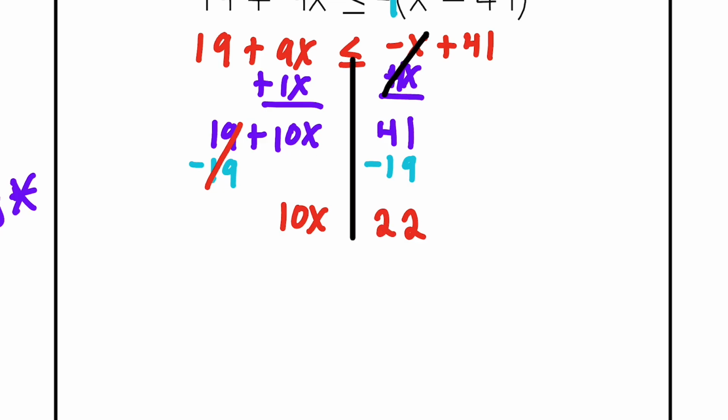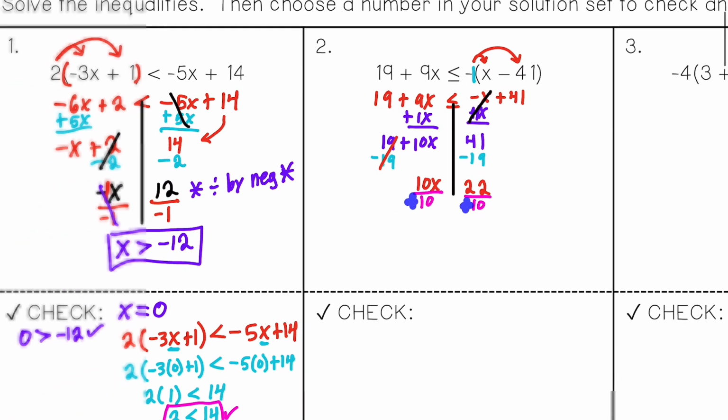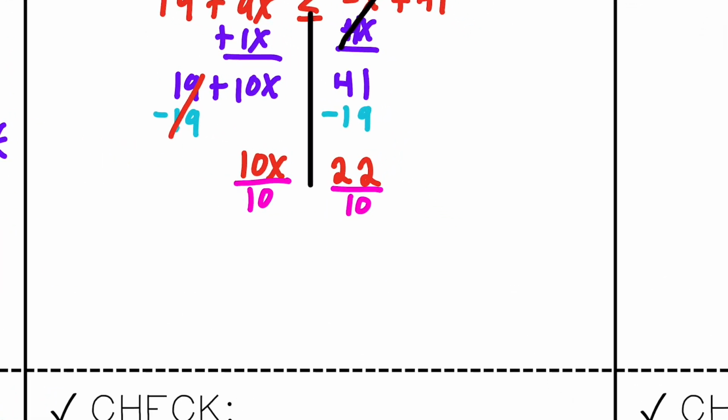Okay, now from there, guys, my last step, again, this is 10 times x, which means I need to undo this multiplication by dividing by a positive 10. So not like our last one where we divided by a negative. This time it's a positive, and we get x is less than or equal to, so my sign does not change. 22 divided by 10, I believe 11 over 5. Yeah, it's a positive 11 over 5.